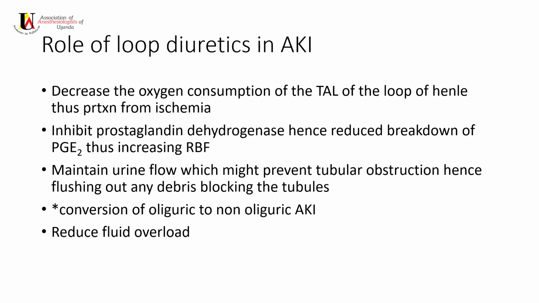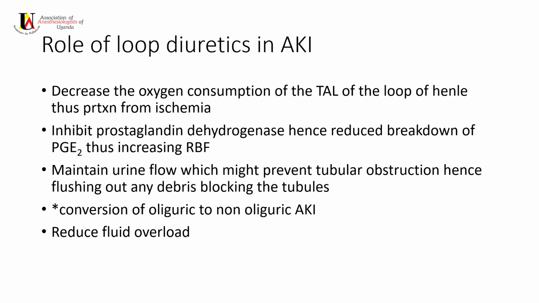Okay, so what is the role of loop diuretics in the management of AKI? Loop diuretics have been used for some time to assess tubular function, when giving the furosemide stress test, or what we call a Lasix challenge. But on top of that, we also have other important benefits for our patients with acute kidney injury. One, they reduce oxygen consumption of the thick ascending limb of the loop of Henle, which means we are protecting it from ischemia, because it is consuming less.